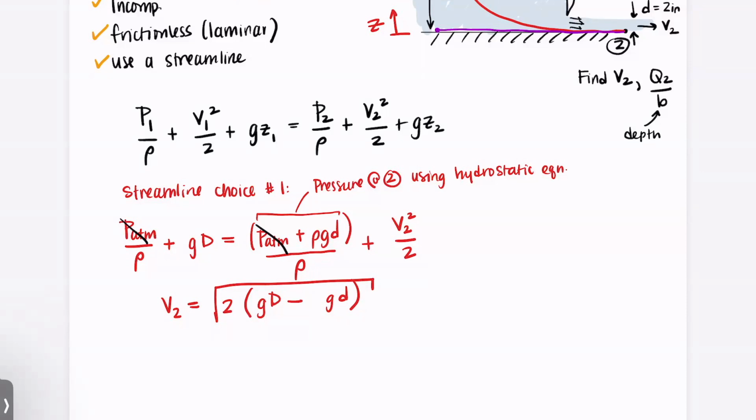So I canceled out my P atmosphere over rho on both sides. And then the rho G lowercase d divided by rho is just G times d. So the rho gets canceled with the denominator. That makes sense? Yeah. Okay, cool. So this is our answer for streamline number 1. Let's do streamline number 2.